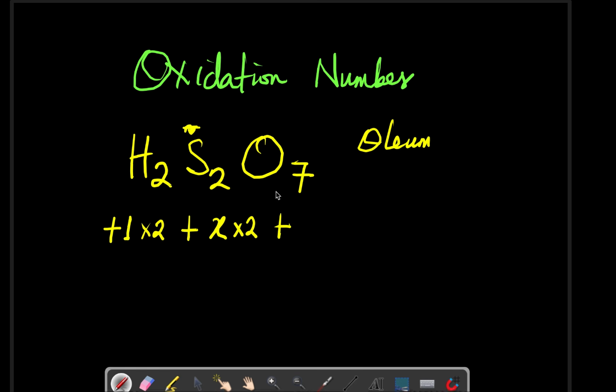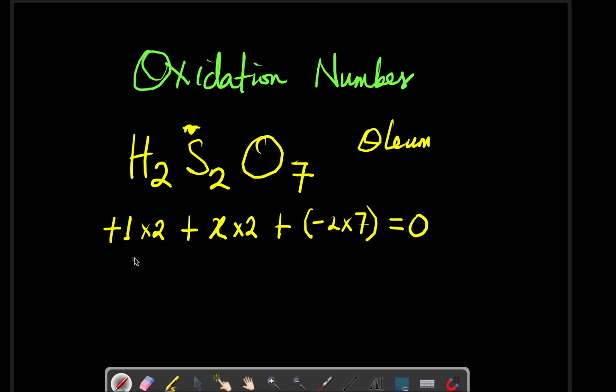Add it to the next one, oxygen. The oxidation state of oxygen in most compounds is -2. Because we have a subscript of 7 for oxygen, we're going to say -2 times 7. Then finally, you're going to equate everything to 0. Why? Because this doesn't have any charge, so equate it to 0.